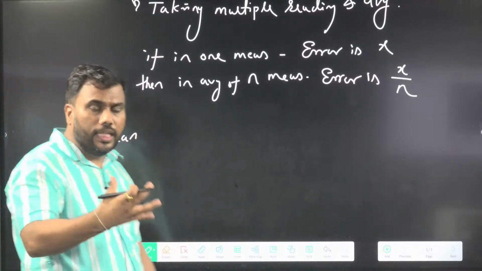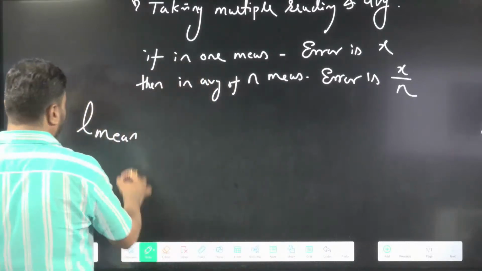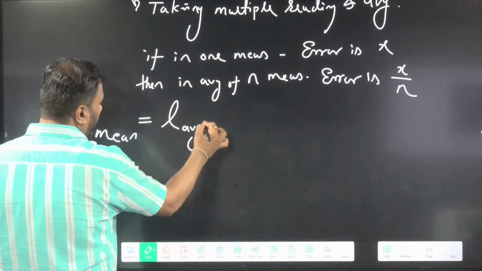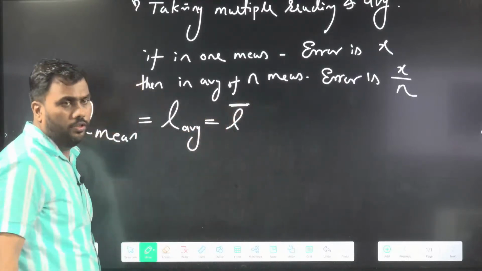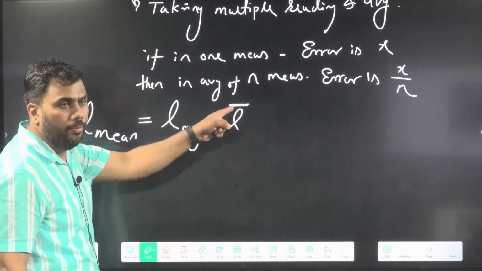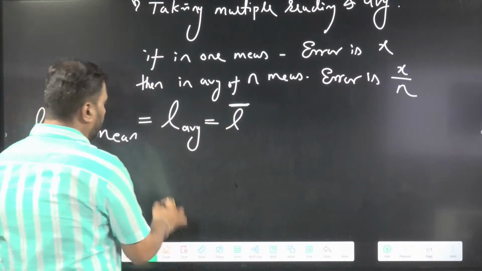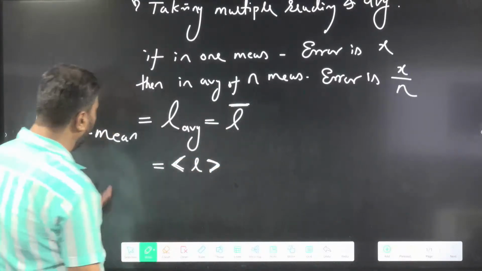We will assume that the mean value of the physical quantity is close to the exact value. Mean value of the physical quantity, how to find that? Mean value is sometimes written as L average, or people put a bar on L to show that we are taking the mean value. Sometimes they just write M in subscript. Sometimes they put the physical quantity in angle brackets to show we are measuring the mean value.